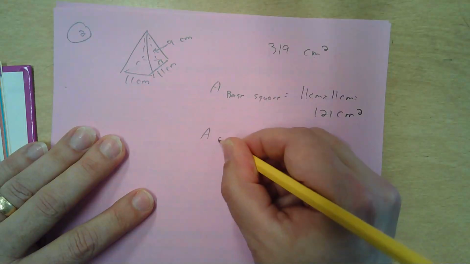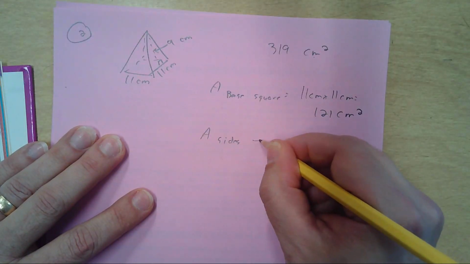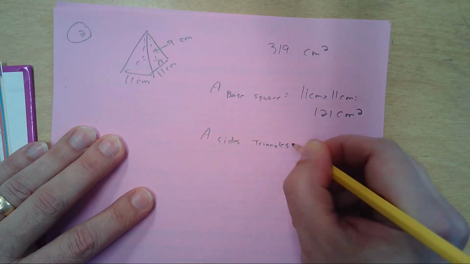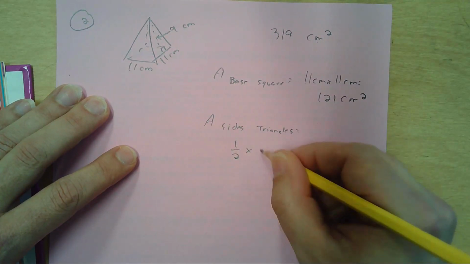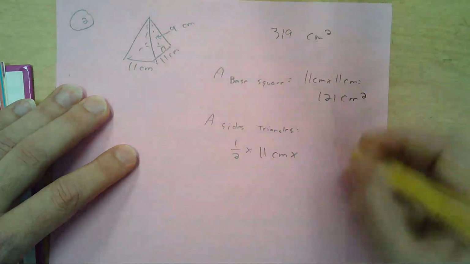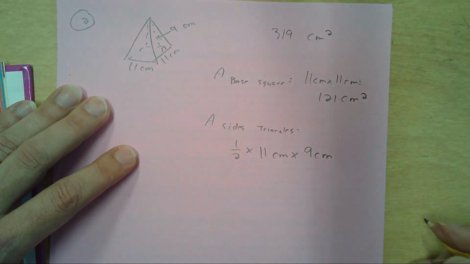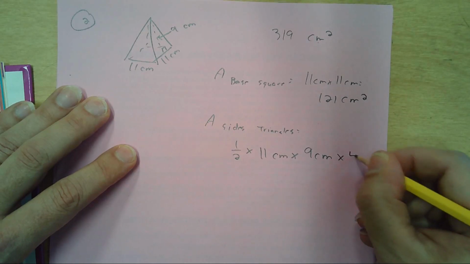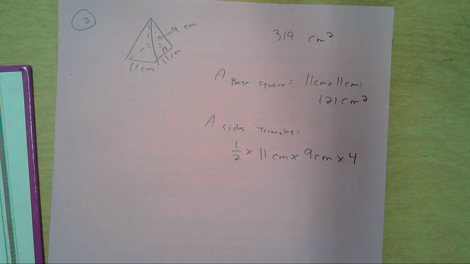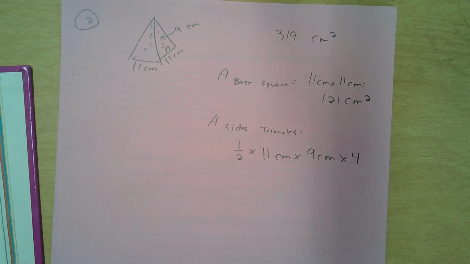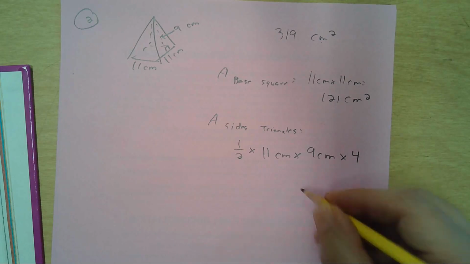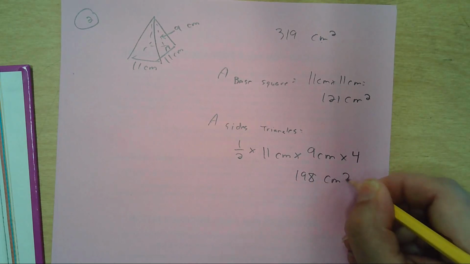Now, area of the sides, which are triangles. And there are 4 of them that are all the same. So 1/2 times the base, 11 centimeters, times the height, which is 9 centimeters. And then I'm going to multiply that by 4 because I have 4 sides that are the exact same triangle. I just find the area of one of these triangles, and then multiply it by 4 because all 4 triangles are the same. So 99 doubled is 198 centimeters squared.